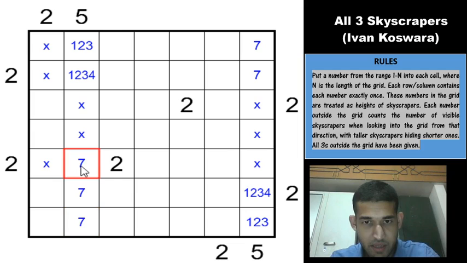So a 7 may be here. The 2 clue will still be satisfied. A 7 can also be here, no problem. But can the 7 be here? If you look closely at the outside clue, it is 2, right? You can only see 2 buildings in this direction.